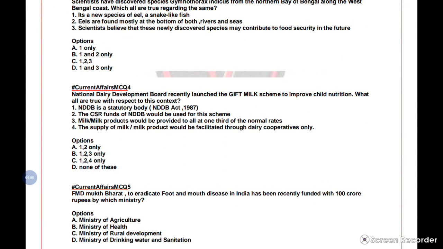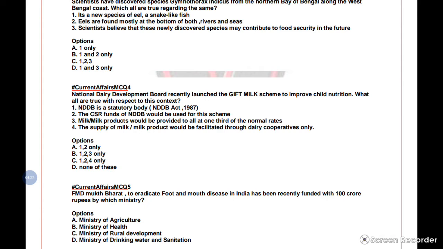About that, it has introduced something called the gift milk scheme. So the 4 statements are whether that body is a statutory body under that particular act, then whether the CSR funds are going to be used for this, then whether the milk products will be given at 1/3 the normal rate under the scheme, and whether the supply will happen only through dairy cooperatives.